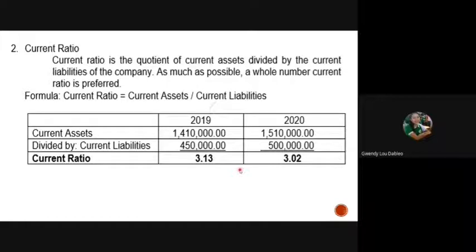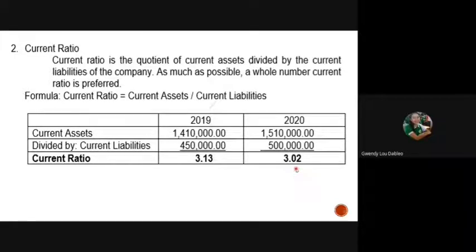So, ang pangutana karon, kaya bang bayaran sa company ang iyang utang? Yes. Nga naman, mas dako man ang value ni current assets, di ba, kaysa ni current liabilities. Okay, that's the interpretation. But for 2020, we only have 3.02. So meaning to say, for every 1 peso of utang ni company, there is an equivalent 3.02 current assets. So which is better? Asay mas maayo ani nga result?